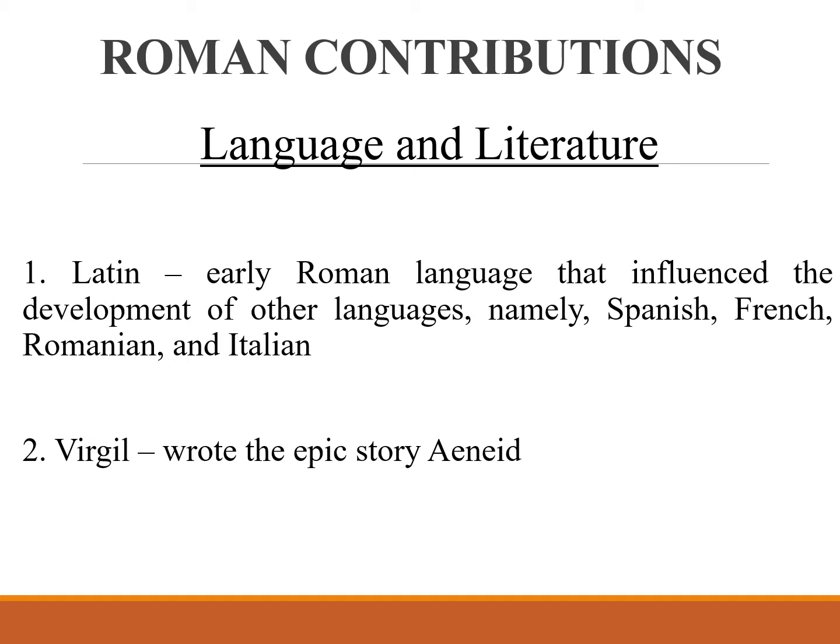Next, we have Virgil. Now, Virgil, class, was the writer of the epic poem Aeneid. Now, Aeneid tells us about the legendary story of Aeneas, a Trojan who traveled to Italy where he became the ancestor of the Romans.